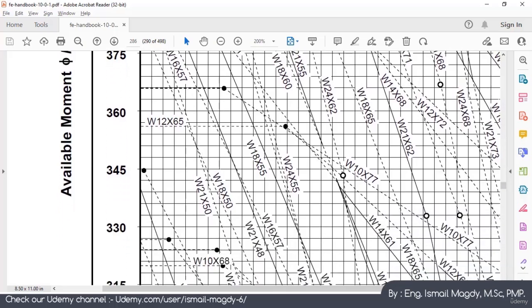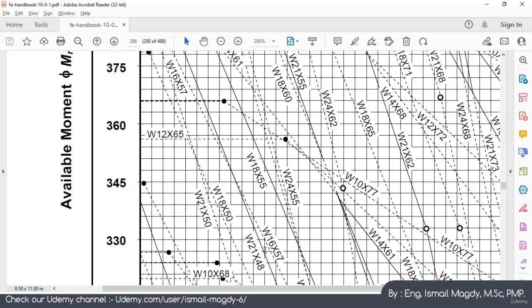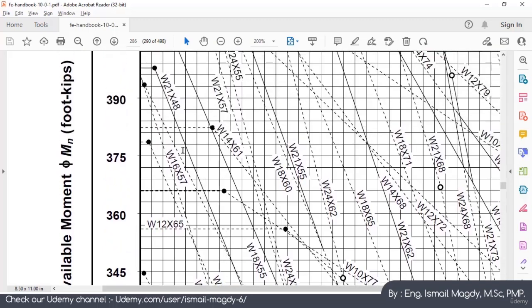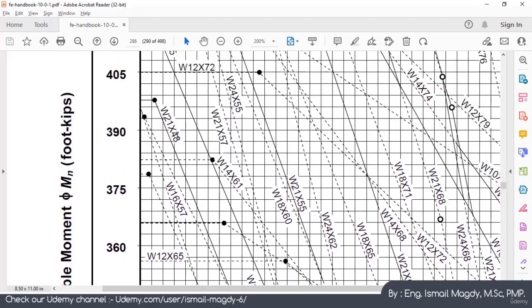No, sorry, 1 second. This is it, W2148, this solid line. Let's keep going up. Here it is, the W2148, and here is the value at the 6 feet.